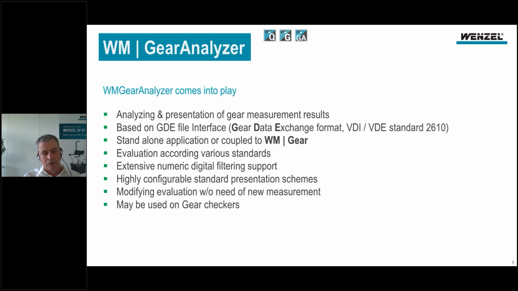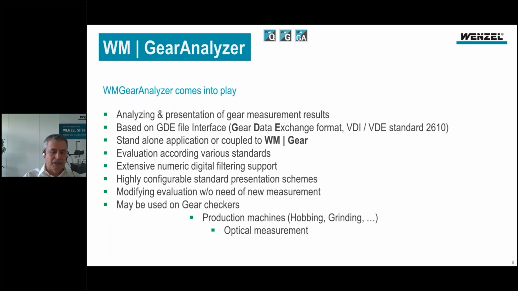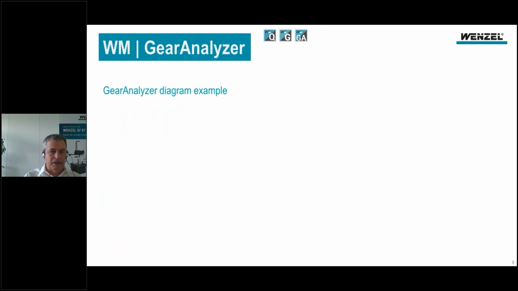It may be used on gear checkers, but it also may be used on production machines like hobbing or grinding machines, which can produce GDE files from internal measurement equipment. It may be used on optical machines, CT machines. Any machine which can produce this gear data exchange format can be evaluated and presented.